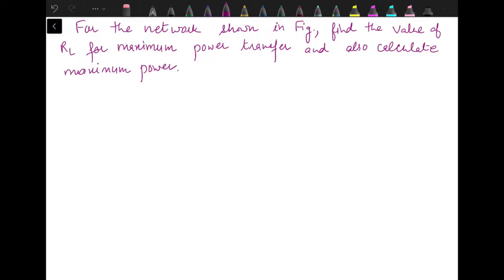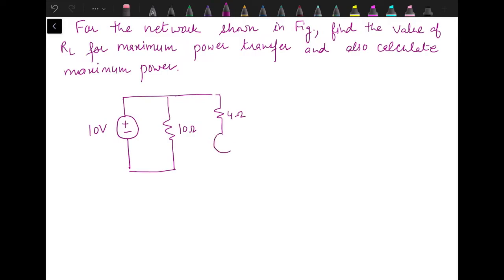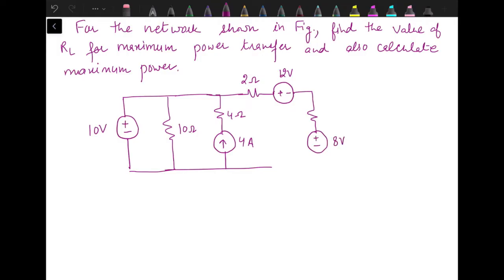The circuit is a 10-volt source, 10 ohm resistance, 4 ohm, 4 ampere, another voltage source 12 volts, 2 ohm, 8 volt, 5 ohm, 2 ohm, 6 volt, and here we have resistance RL.